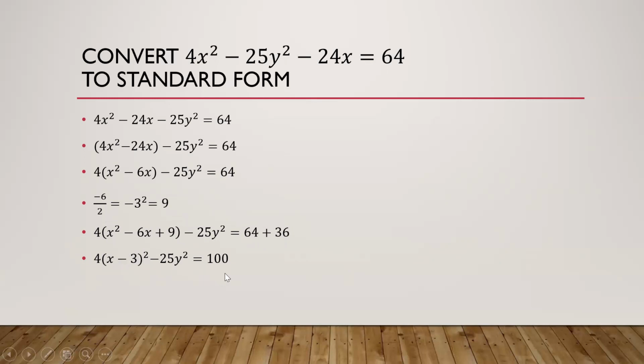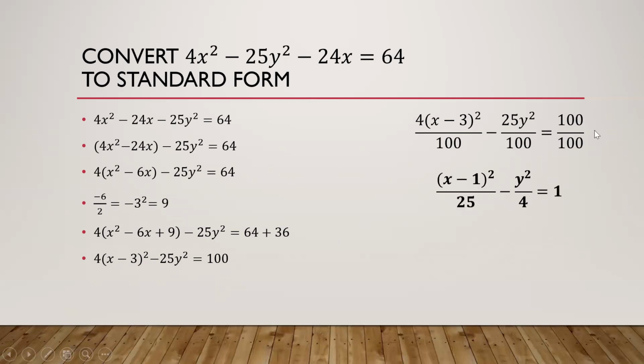When we reach this point, we divide the equation by the constant, which is 100. Divide that by 100, we get this equation. So 4 over 100 is 1 over 25, and -25 over 100 is just -1/4, equals 1. So this is our answer.